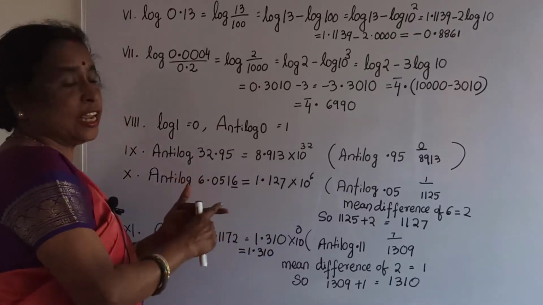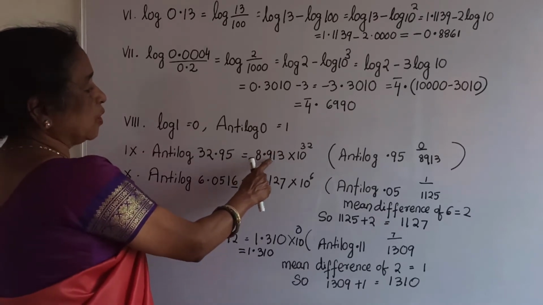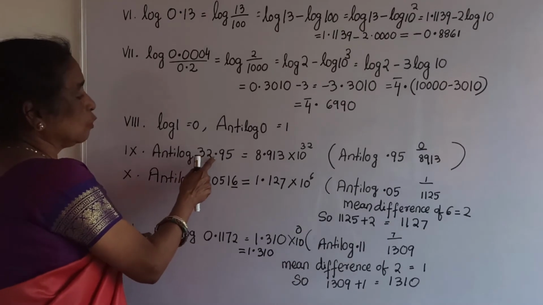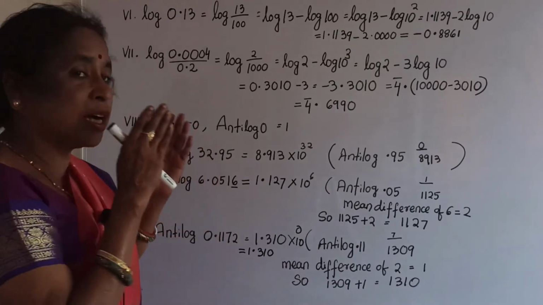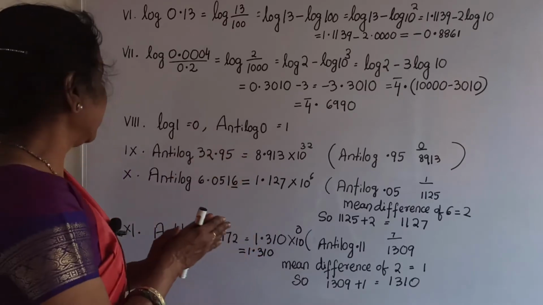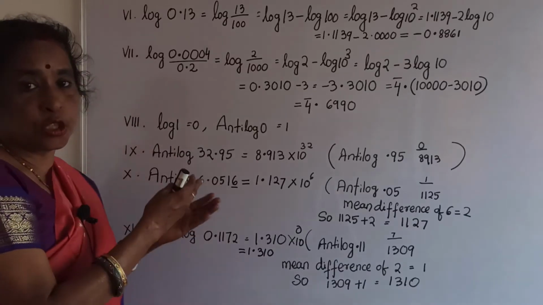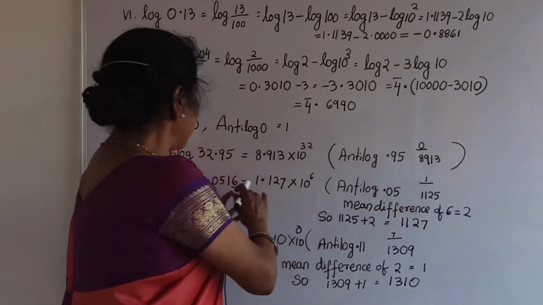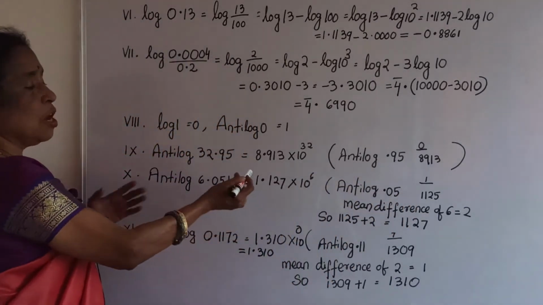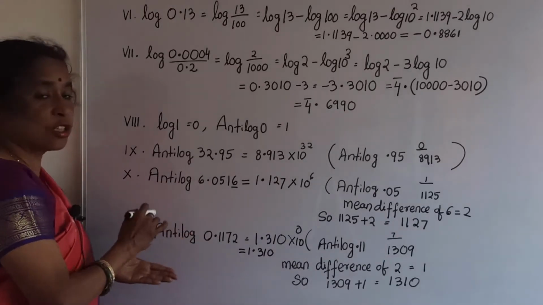That means surely the log of 8.913 times 10 to the power 32 should be equal to 32.95, because I told you log and antilog are interrelated. Similarly, antilog of 6.0516, you will see 051, and the mean difference of 6 you will add here, and this is the value. After one digit you put the decimal.